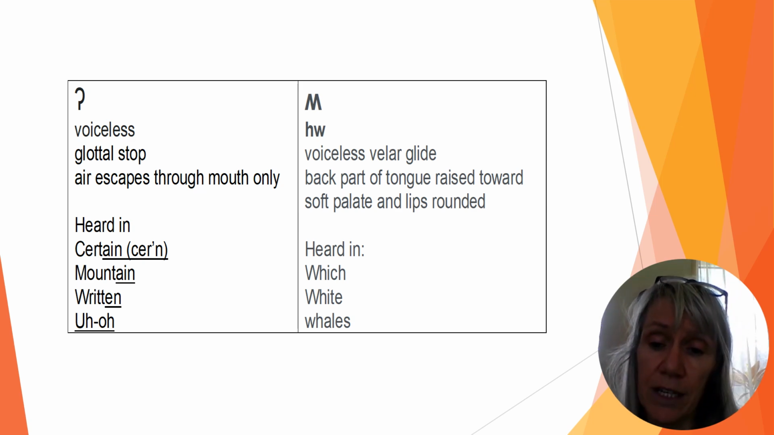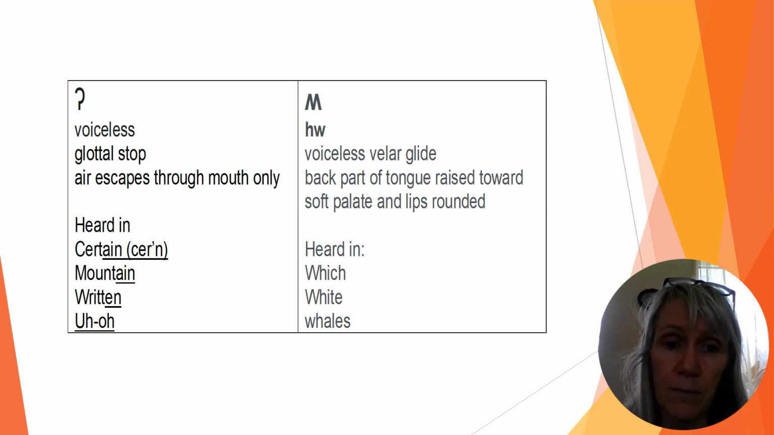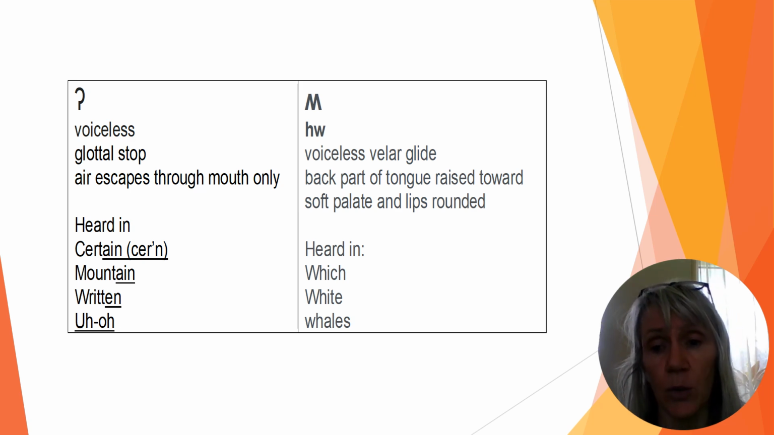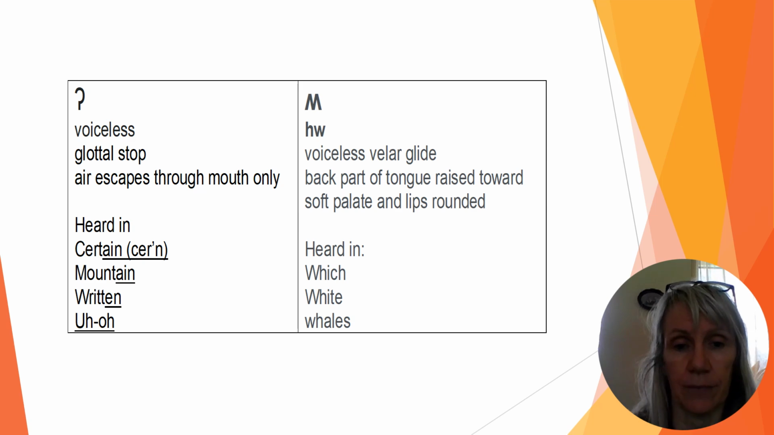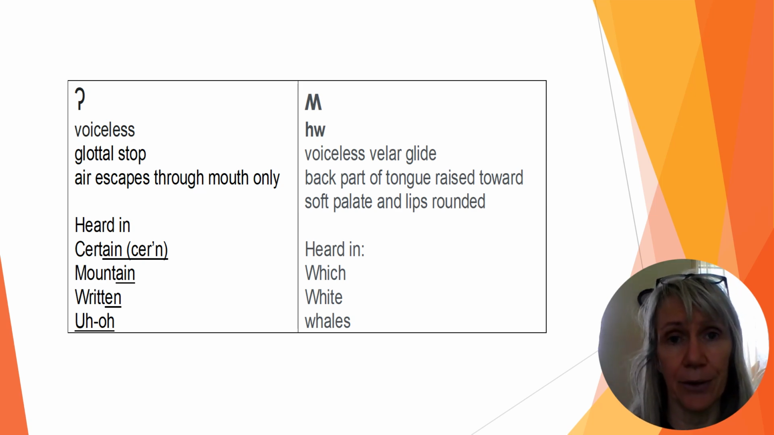The next phonetic symbol looks like an upside down W, and that's the whoo sound. Ooh. Voiceless velar glide, part back of tongue raised towards soft palate and rounded, heard in which, white, whales. And again, they may or may not be heard. But that's it for the consonant sounds from my understanding, and I know I went through that pretty fast. I want you to depend more on your IPA guides than on my pronunciation.